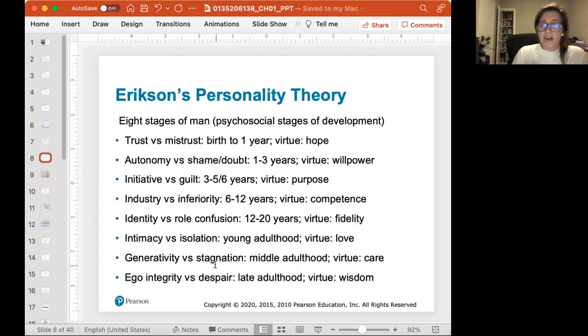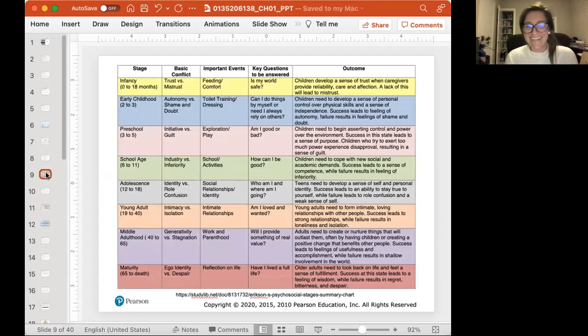And continuing on, I use this on the reg in my work, Erikson's personality theory with the stages of man, the psychosocial stages of development. I use this very often. And so you've got trust versus mistrust, autonomy versus shame and doubt, initiative versus guilt, industry versus inferiority, identity versus role confusion, intimacy versus isolation, generativity versus stagnation, ego integrity versus despair. And you could probably guess it, I have a chart. Here it is.